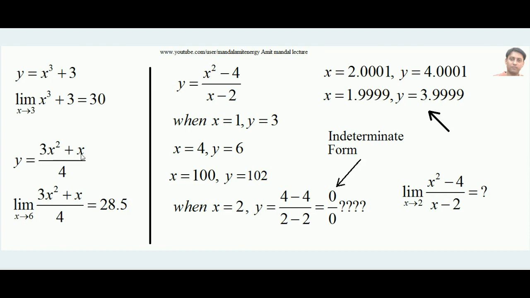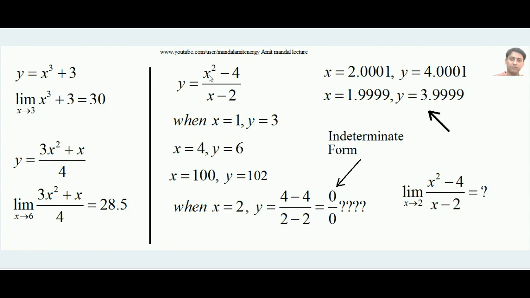Similarly, y equals 3x square plus x by 4. If I keep x equals 6, I will get answer 28.5. So similarly I can write limit x tends to 6 of 3x square plus x by 4 equals 28.5. The closer x is to 6, the closer the answer is to 28.5. Okay, now here the problem starts.